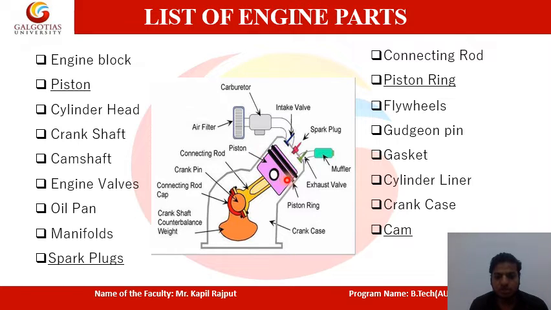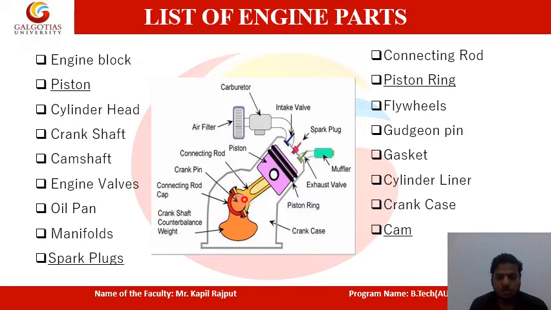So here you can see this is the piston, and these are the piston rings. To prevent any kind of leakage, piston rings are provided. Here you can see the piston pin, and this one is the connecting rod. The small end of the connecting rod is connected to the piston, and the big end connects the connecting rod to the crankshaft.